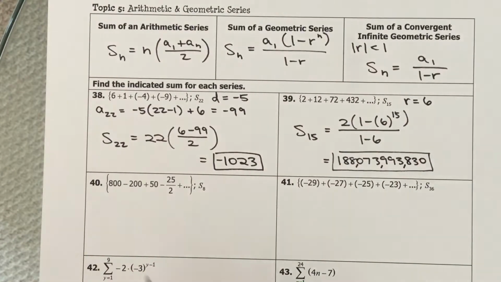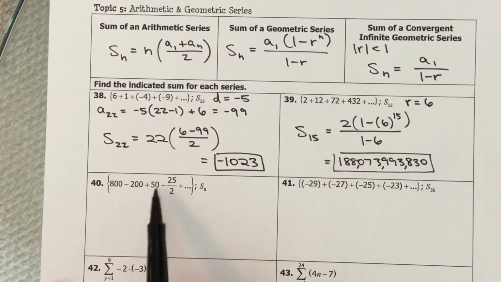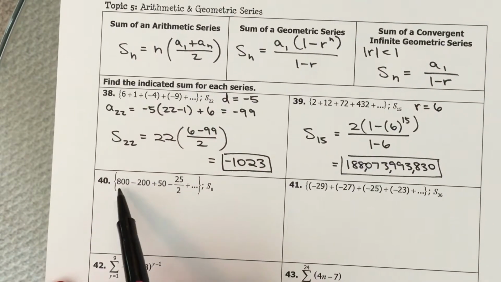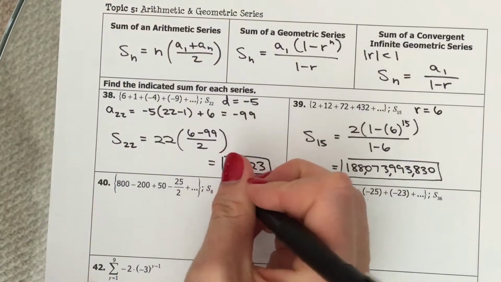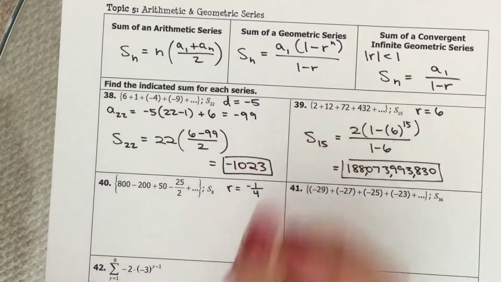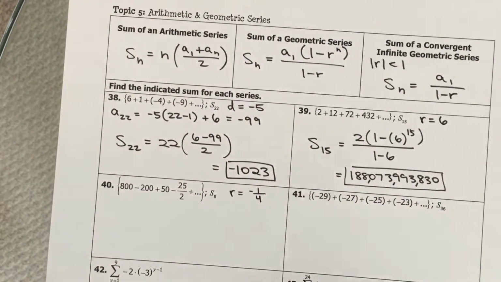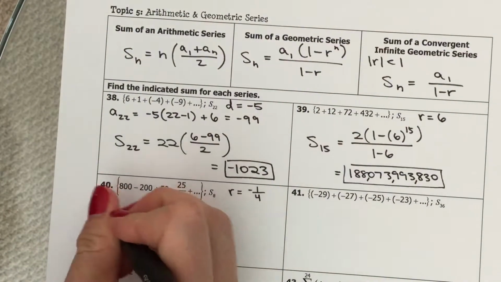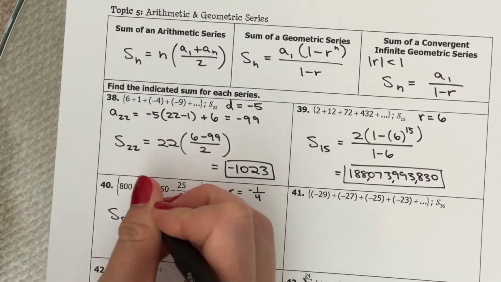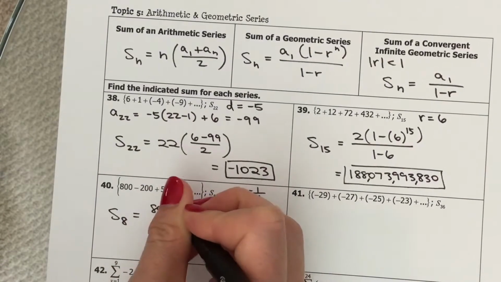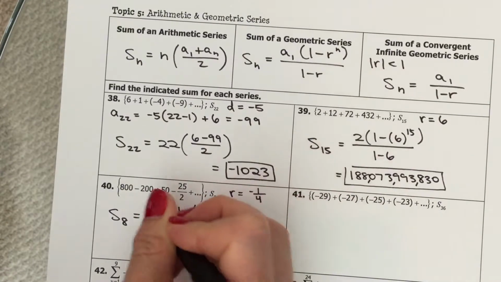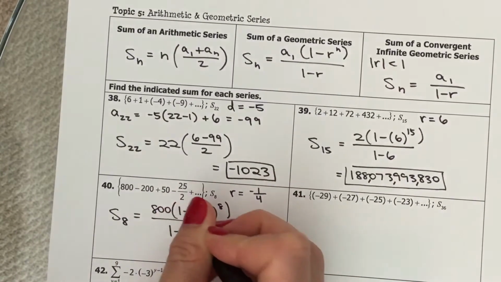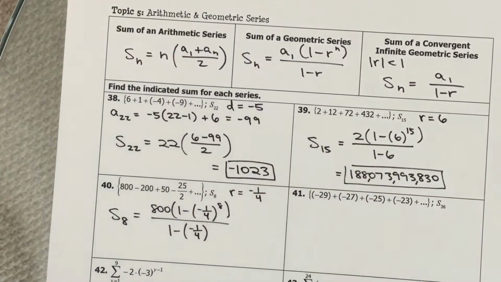Okay, number 40. You look here. This must be geometric because the signs alternate, and it looks like you're dividing by a -4. So the common ratio would be a -1/4. That's what you multiply each time. So same formula we've got up here. So we've got S sub 8 is the leading term, 1 minus the ratio to the nth over 1 minus the ratio.